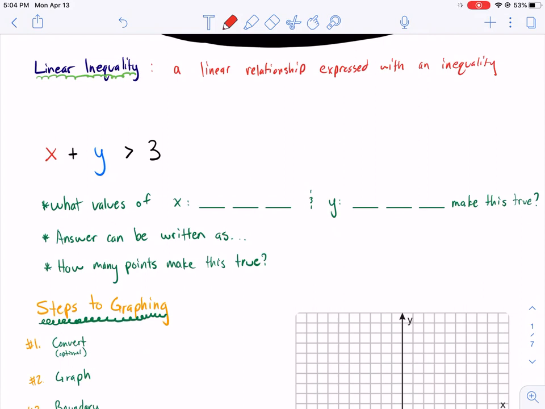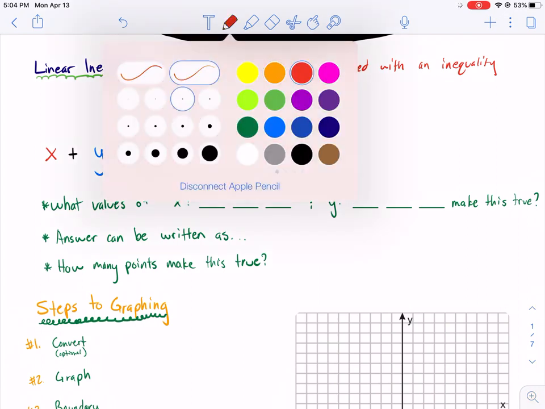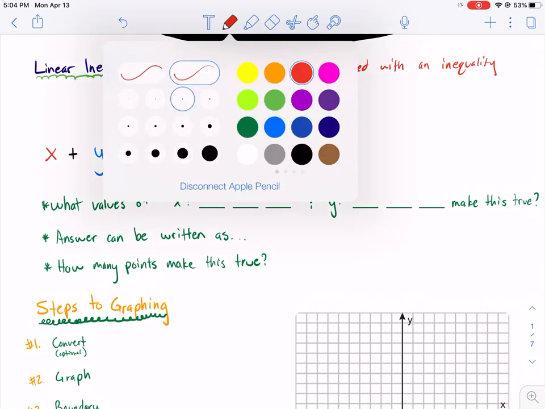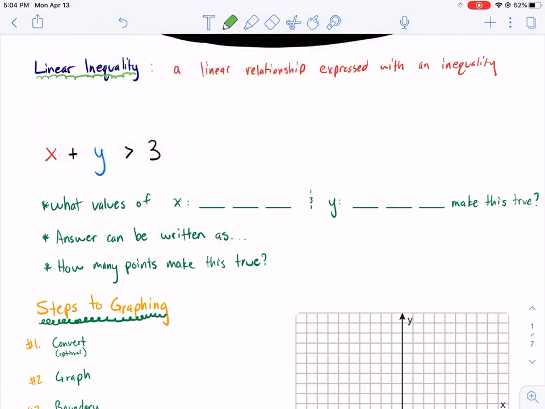So here in this example, x plus y is greater than 3, okay? So what values of x and y make this true? Now we need to come up with examples, numbers for x that make this true, and values of y. And you have to use them together, okay? So I was going to use red, but I'm going to change it to green. So green is going to be my first combination.